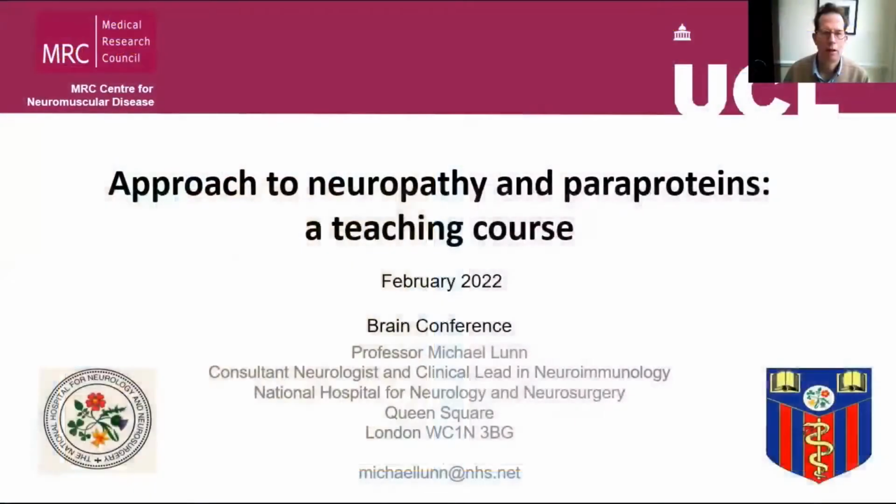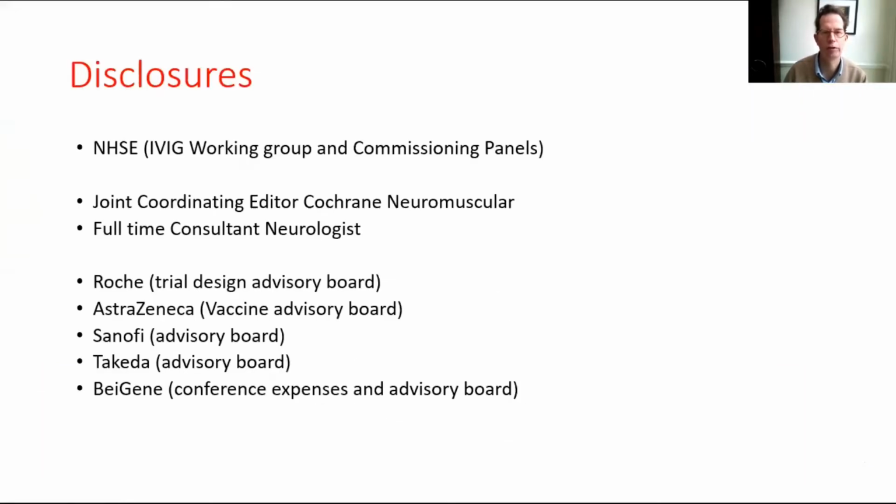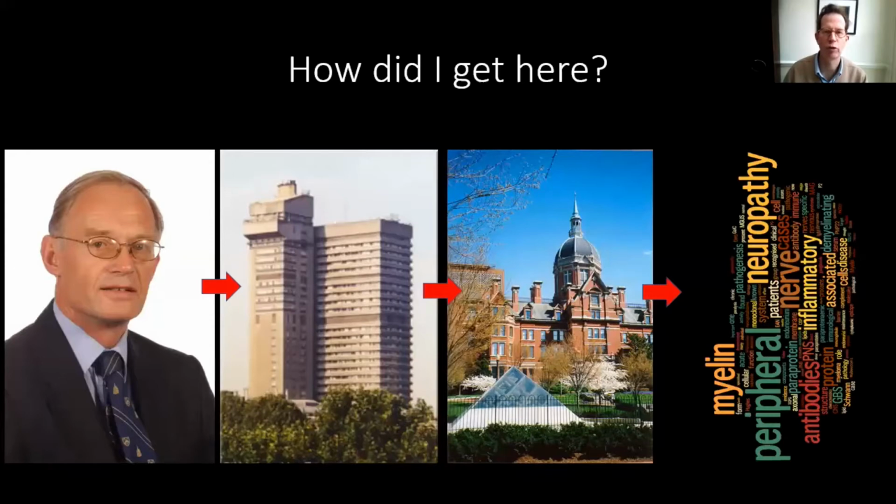Thank you. Hello, my name is Michael Lunn, Professor of Neurology at the National Hospital for Neurology and Neurosurgery, clinical lead in neuroimmunology, and I also work for Cochrane Neuromuscular. Thank you very much to the organisers of the Brain Conference for asking me to give this talk entitled An Approach to Neuropathy and Paraproteins, which is the teaching part of this section of the conference. Here are my disclosures.